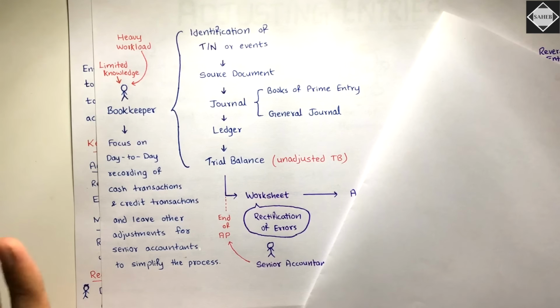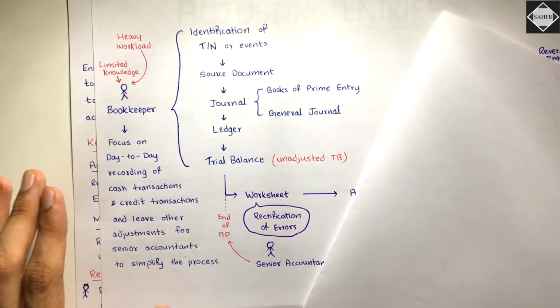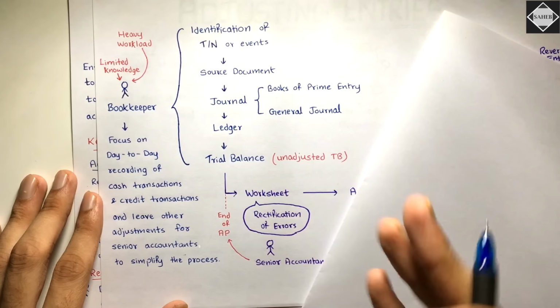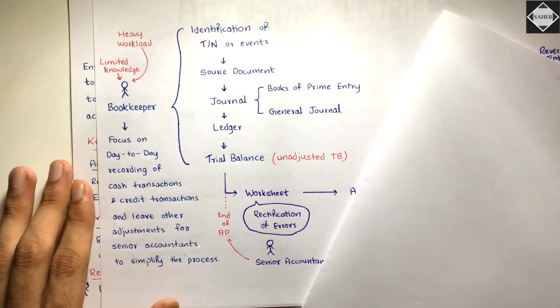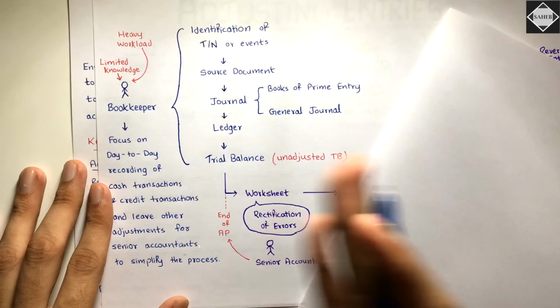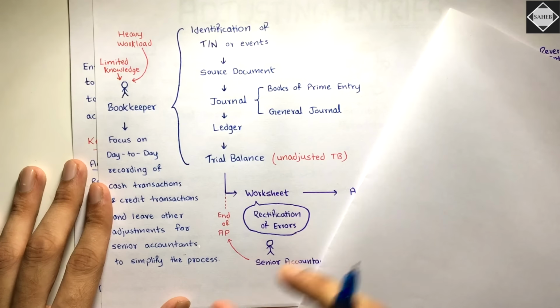Okay, supervision will be there. If they have any doubts, that will be cleared. But I'm talking about the year end, what will happen? See, at the end of the accounting period, 31st March or 31st December, the senior accountant will come.